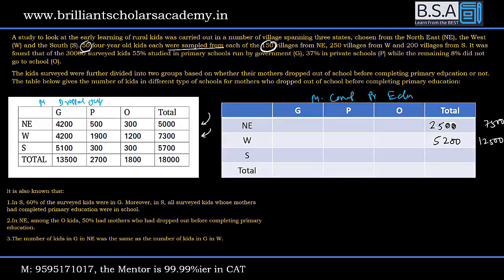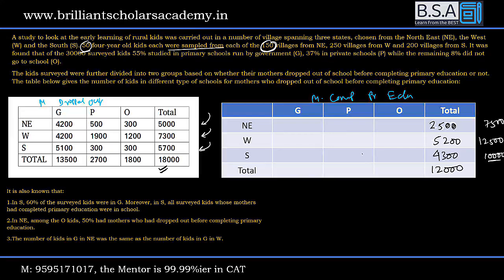The third one, South Zone. We have how many schools? 200 schools. 200 into 50, 10,000. I need there to be 10,000 people. This is 5,700. Subtract from 10,000. There should be 4,300 people here. Now, if there are 18,000 children here, there must be 12,000 children here.